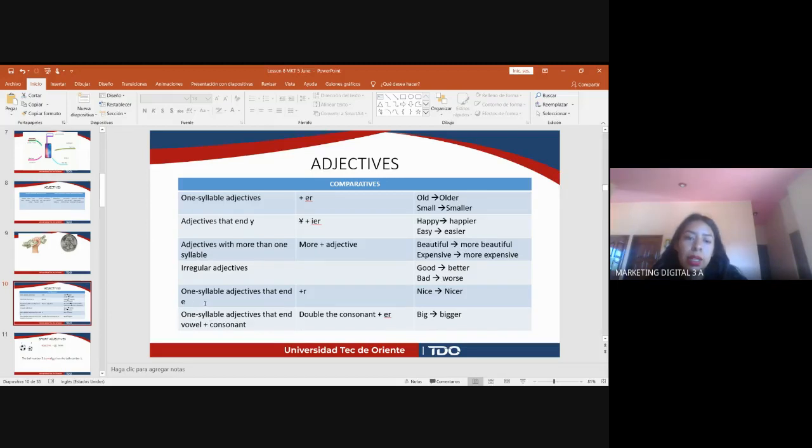One syllable adjectives that end with R, you're not going to add double E, you're going to just write R. And one syllable adjectives that end with vowel plus consonant, like the example that we have here, you are going to double the consonant plus ER, like we have here, big or bigger.